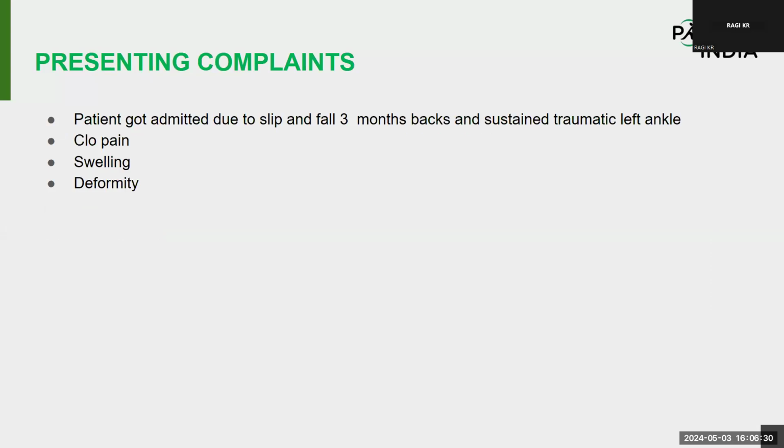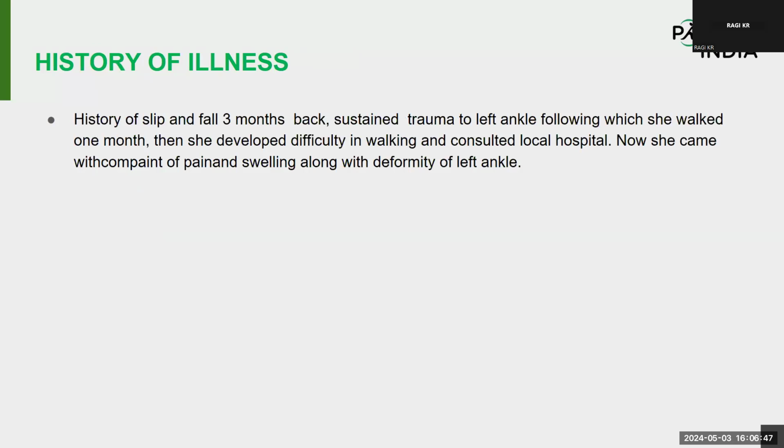Patient got admitted due to a sudden slip or fall before 3 months, and she got injured to the left ankle and sustained traumatic left ankle, and presented with complaints of pain, swelling, and deformity. Move on to the history of illness. As part of this slipping or fall before 3 months, she had some complaints of trauma over this left ankle.